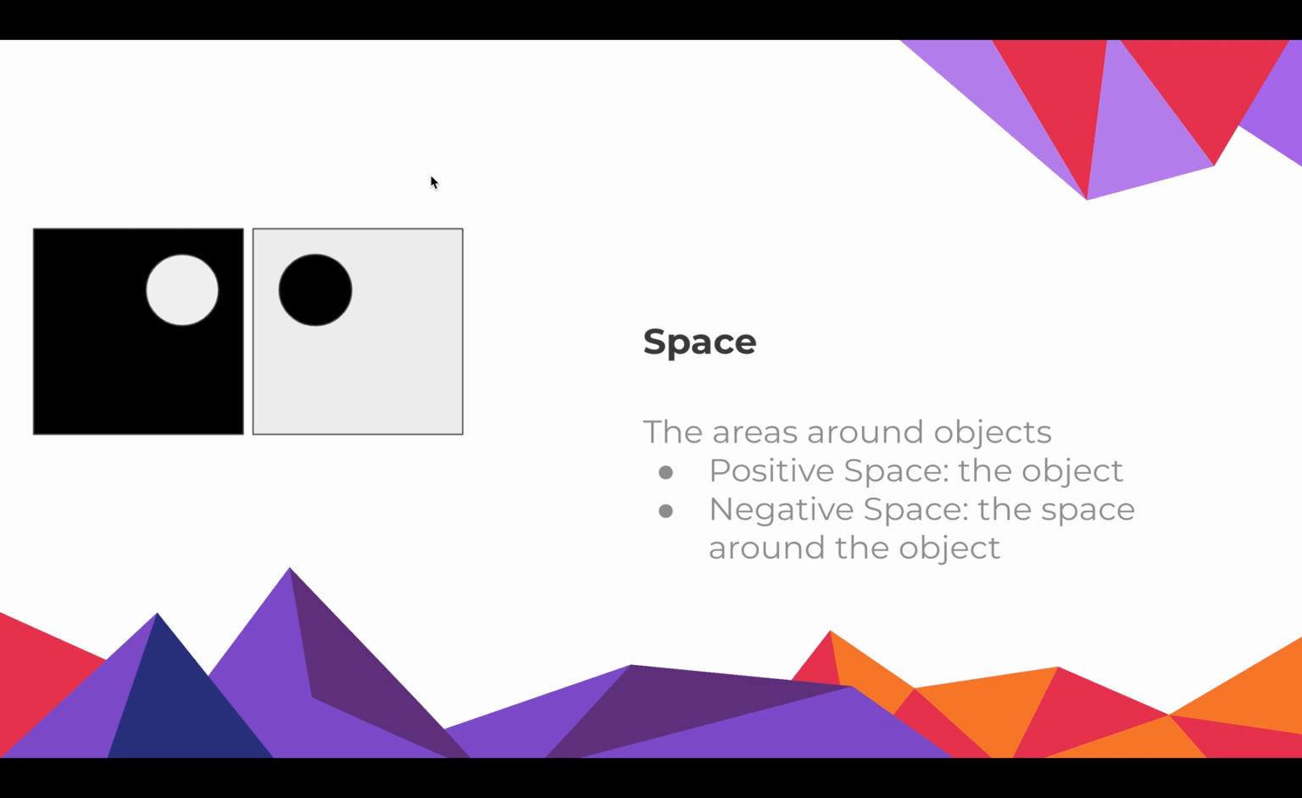Off to the side, write positive space, and you will draw a line from positive space to the circle. The circle is the object in this image, and the negative space is the space around the object. So that would be the inside of this square, the space around the object.